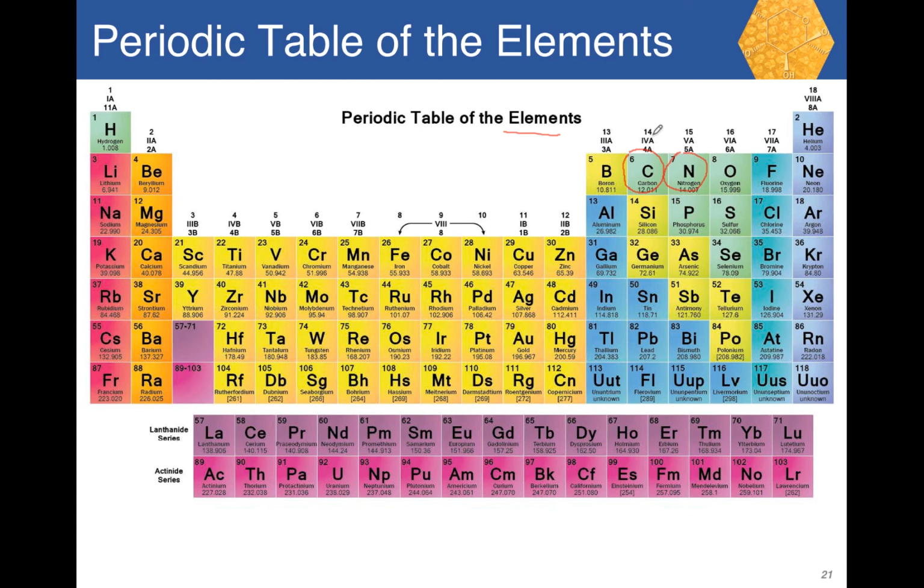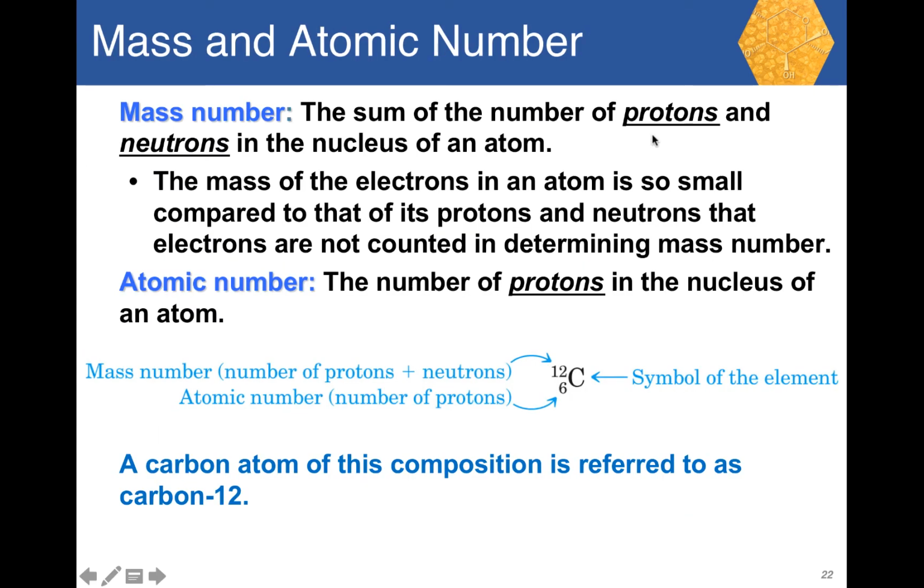Okay, so let us look closer at the atomic structure. Let's introduce a couple more terms here. The mass number. The mass number is the sum, or the addition, of the protons and neutrons. We know what those are. Those are the positive and the zero charge that are in the nucleus of the atom.